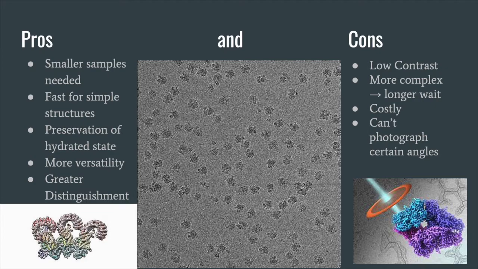The cons are low contrast. The more complex a protein or shape gets, the longer you have to wait, and sometimes it can take hours or days for the data to process and the 2D images to be mashed into 3D images. It's costly, but there's hope that the price will go down, and you can't photograph certain angles.